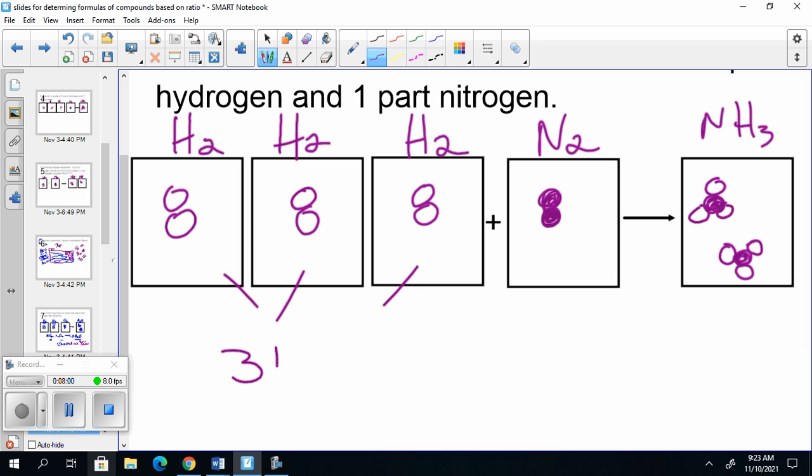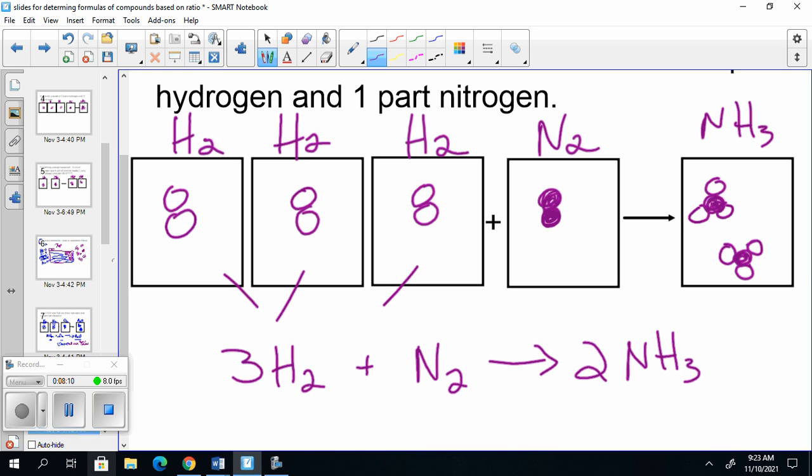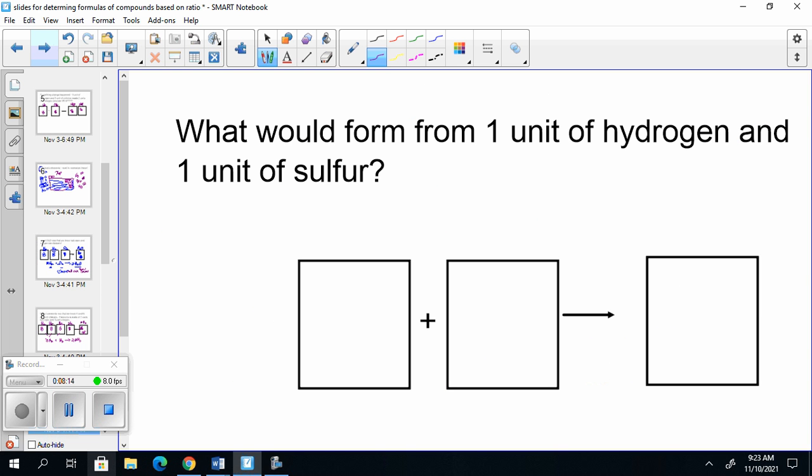of these. 3 H2s plus just 1 N2 makes 1, 2 NH3s. There we go, chemical reaction. Let's try again. So what would form from 1 unit of hydrogen and 1 unit of sulfur?